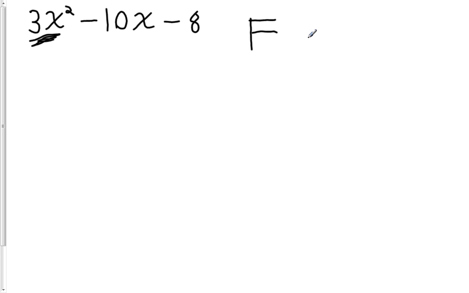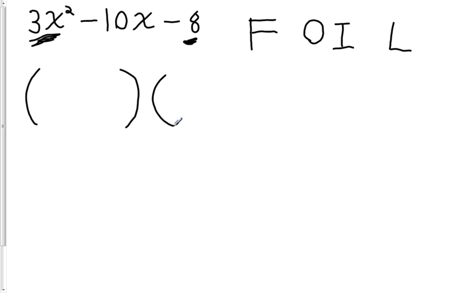When we multiply the outside terms, the two terms on the outsides of our binomials, and the inside terms, the two terms on the inside of our binomials, we're going to get the middle term, and the L part, the last terms in the binomials multiplied by each other, should give us this last term here. So we're going to take that into consideration, and we're going to try to come up with a factorization of this trinomial.